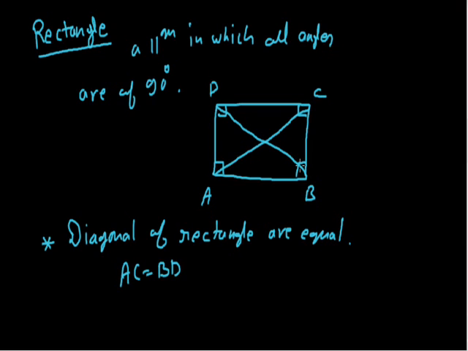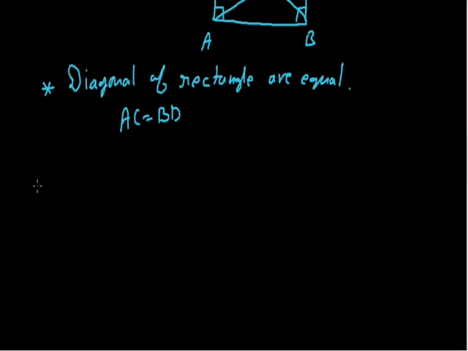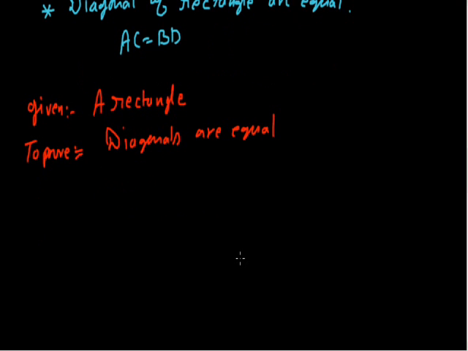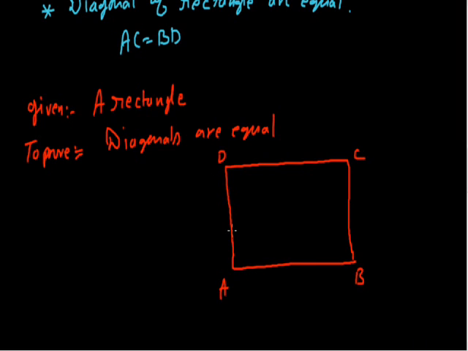Now let's see the proof of it. What we are given is a rectangle, and what we have to prove is that the diagonals are equal. Let's draw the shape of a rectangle first. So this is a rectangle, and in this rectangle we have to prove that AC equals BD.